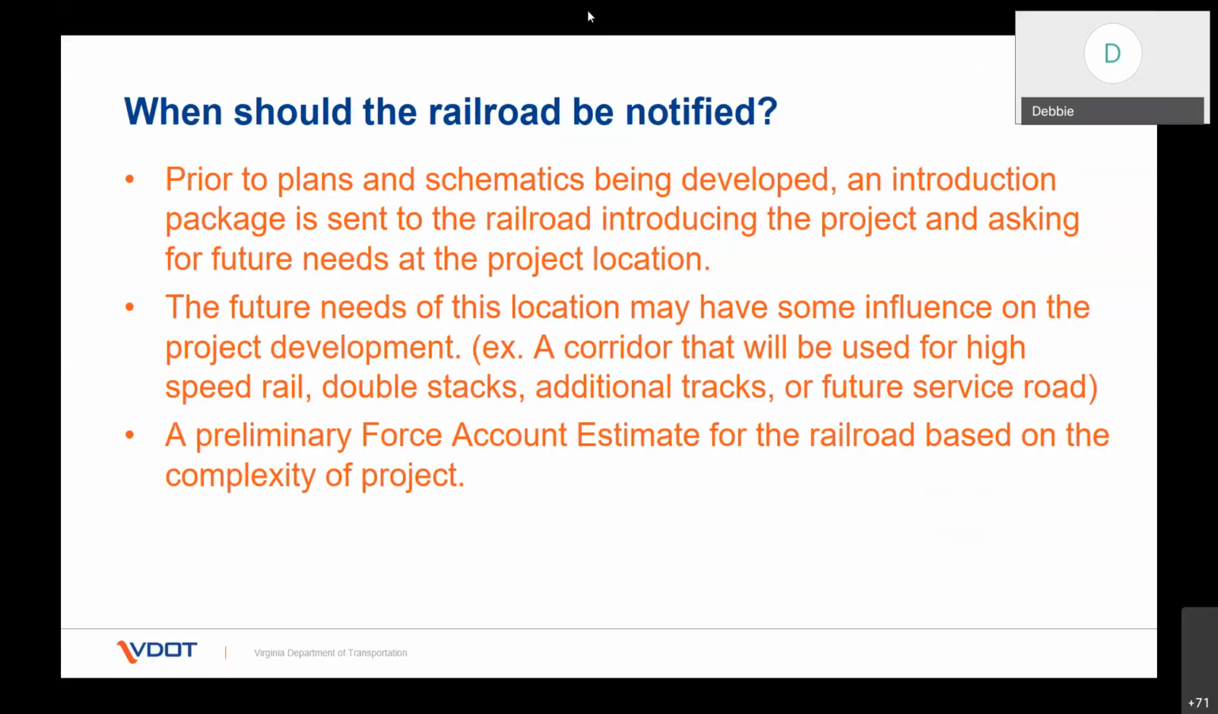The preliminary force account for the railroad is based on the complexity of your project. The range for the preliminary force account can be anywhere from $10,000 to $50,000. And again, like I said, that is based on the complexity of the project. How many reviews will go on will determine this preliminary force account. Next.